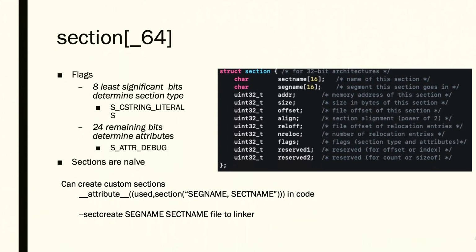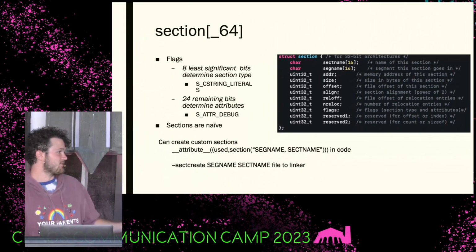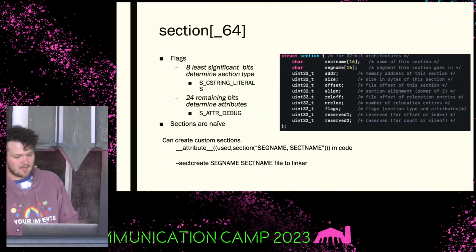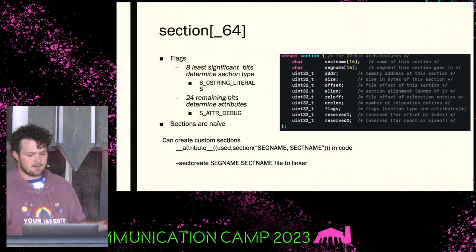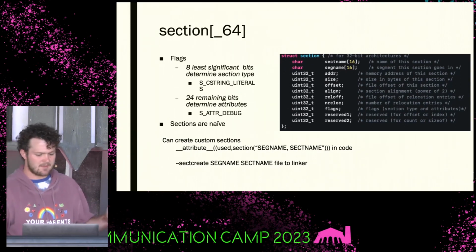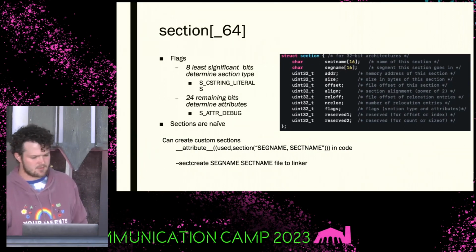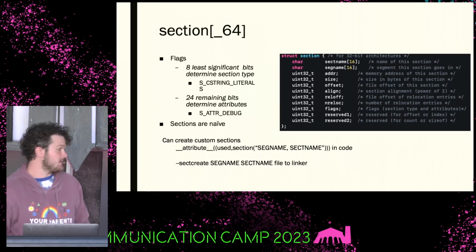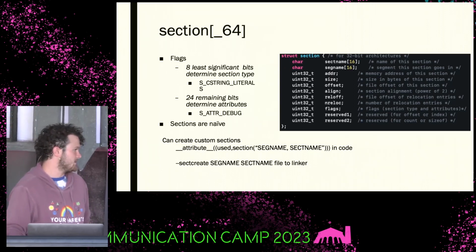And also you can see it has the address that it's currently located at, the size in bytes of the section, as well as the offset. Similarly, address may not be filled if you're reading it from disk. Use offset. The alignment, the relocation entries, all that kind of symbol stuff. The flags are pretty interesting, but essentially the 8 LSB determines the type.